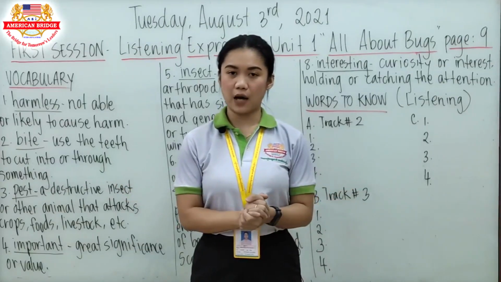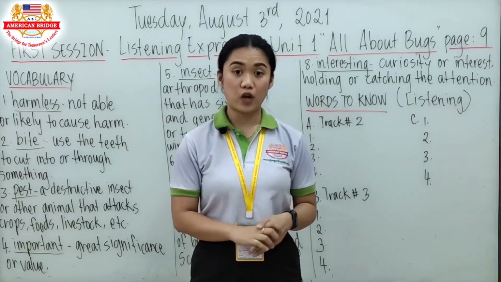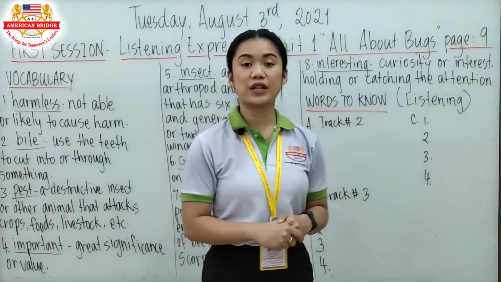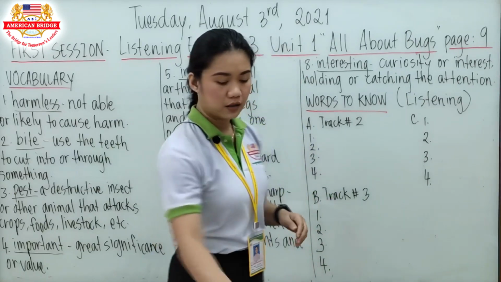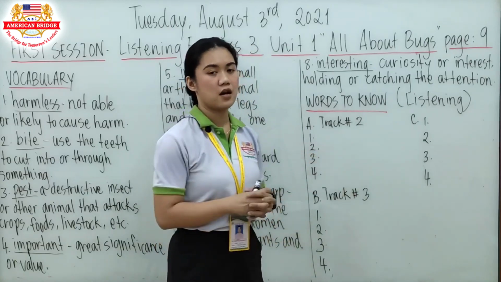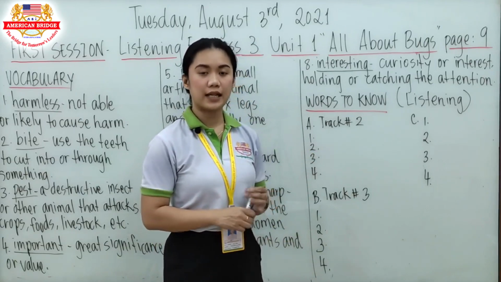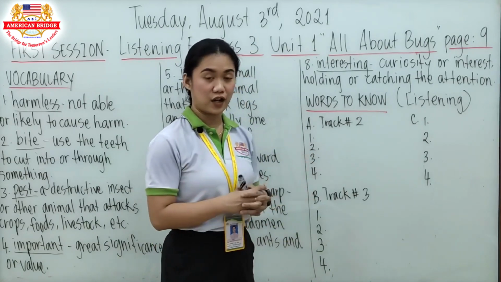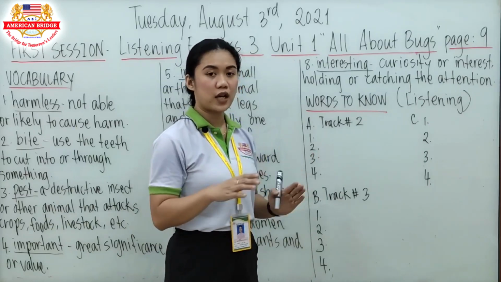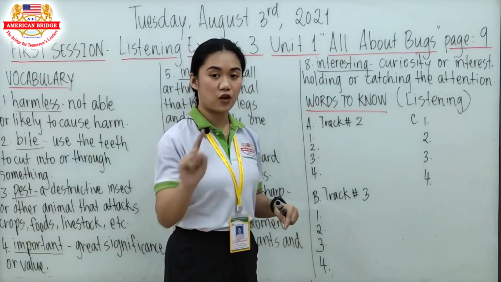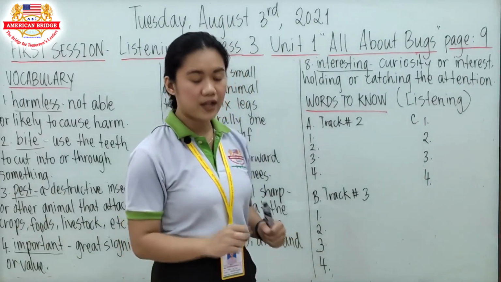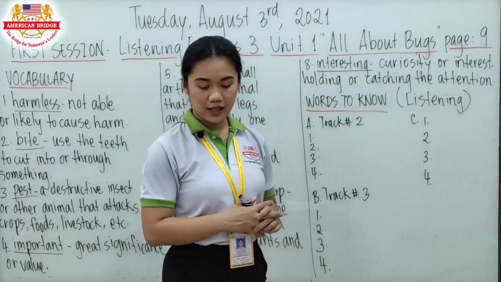Alright, everyone, so that is our first listening for this lesson, Track 2, words to know A. Now, let's answer this part A on the whiteboard. Make sure that you listen to this first track, everyone, and let's find the answer. If your answers and my answers are the same, okay? You can check your answers by yourselves in this video. So let's start, everyone. The first word that they said is what?